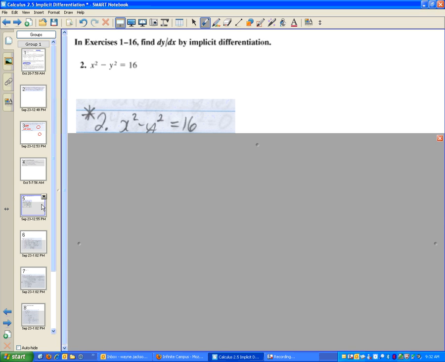The directions say, on page 146, find dy dx by implicit differentiation.